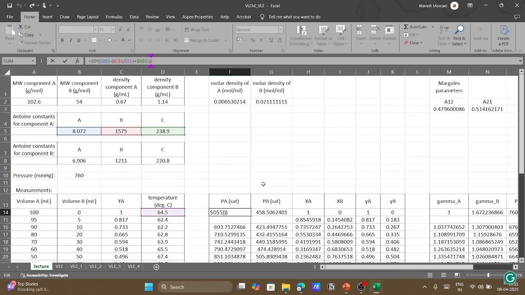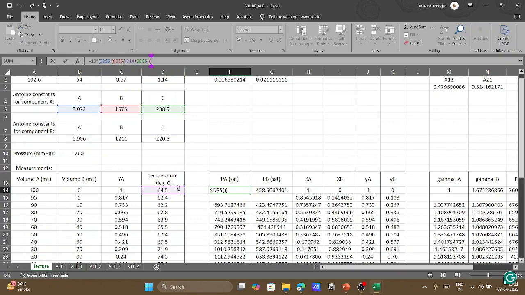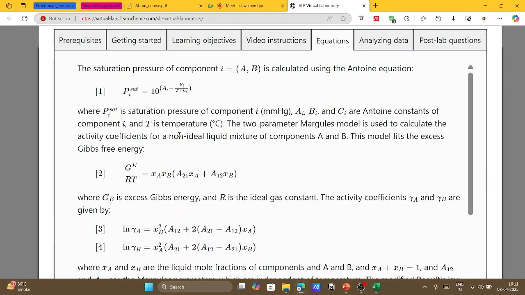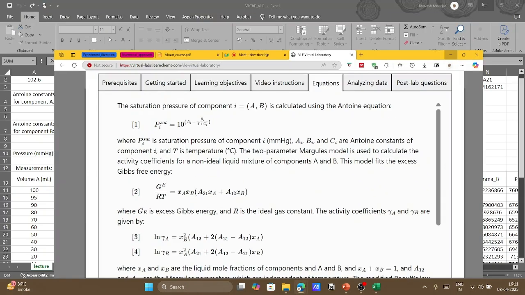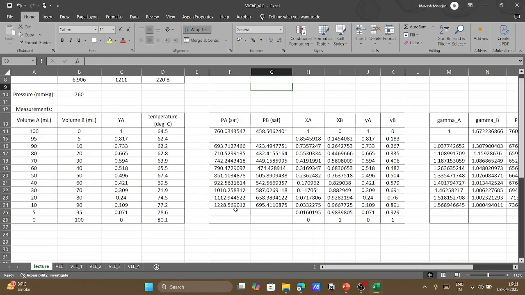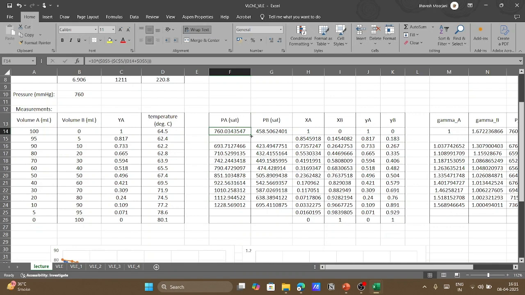So this is the equation, I have already put it in. It's 10 to the power A minus B divided by C plus temperature value, right? So this is our equation. I have just used that one. Compute the vapor fraction for both of them.